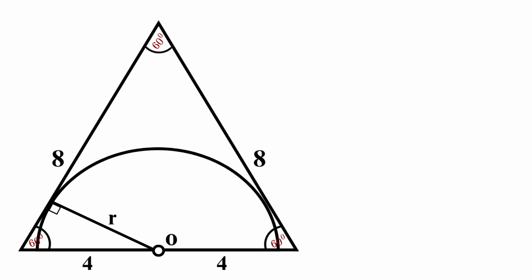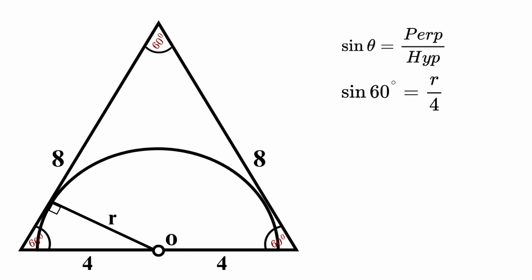Now, here we apply the sine ratio. The sine of an angle equals perpendicular divided by hypotenuse. So we can write sine 60 degrees equals R divided by 4. Now, we take 4 to the left side. R equals 4 times sine 60 degrees.